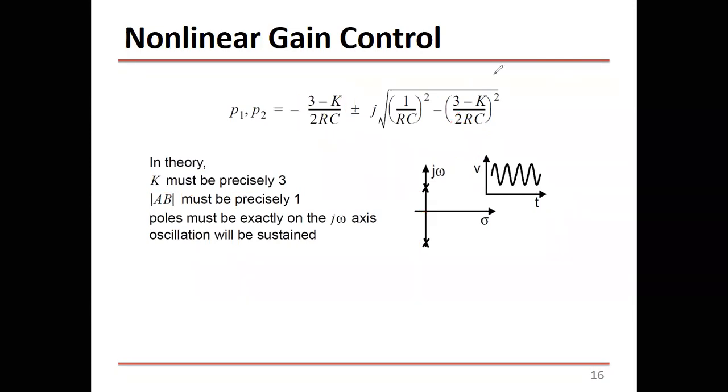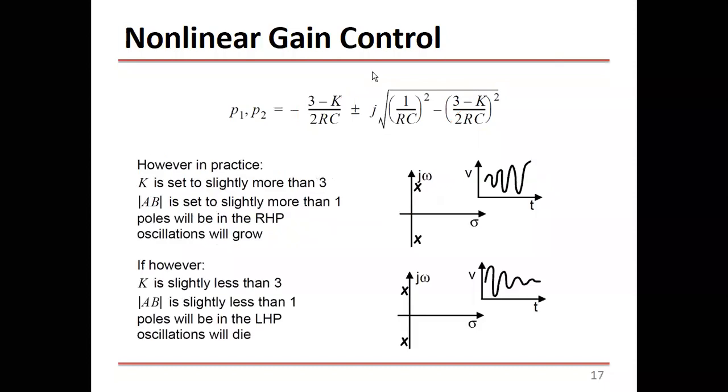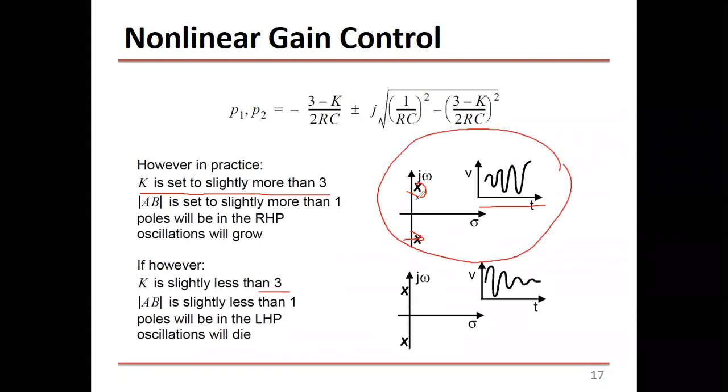Well, how about if you design K slightly greater than 3? Then you move the two poles to the right a little bit, and the output will grow. If you design K slightly less than 3, then you send them to the left and it will die out. So definitely we design this way. This is our design. We will shift the two poles slightly to the right to make the oscillation grow.